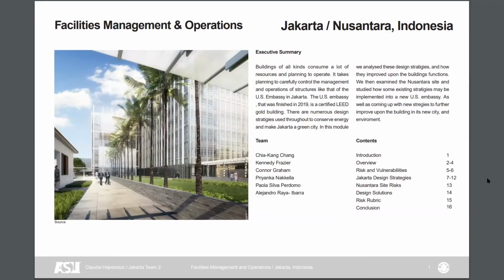Next phase is facilities management and operations. Here we studied the main issues in the building and the facility, and how it manages and maintains the building. In this phase, we studied the embassy design strategies and how they improved upon the building's function. We examined the Nusantara site and studied how some existing strategies in the present embassy may be implemented in the new embassy's building, as well as coming up with new strategies that further improve upon the building in its new city and environment.